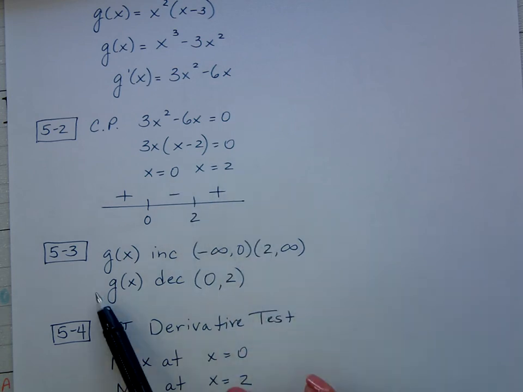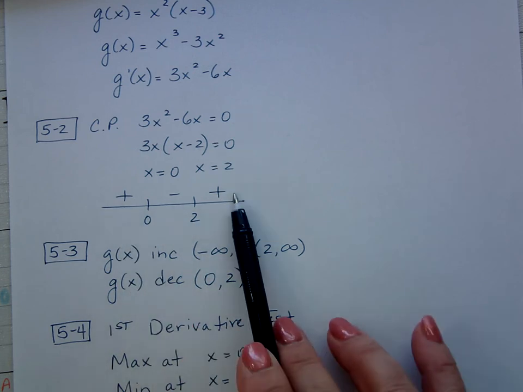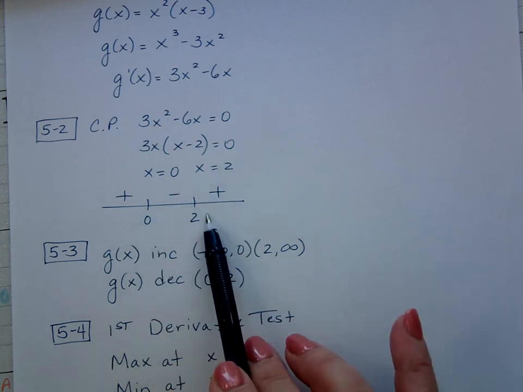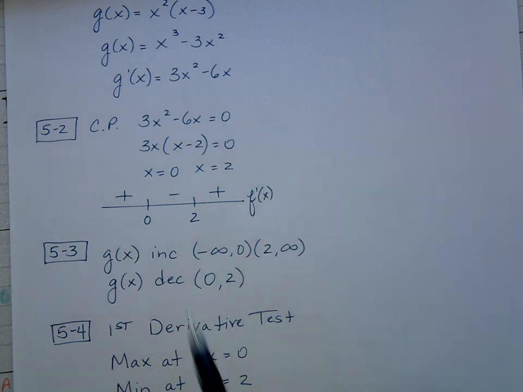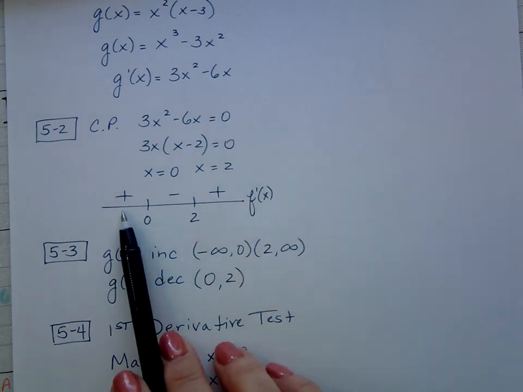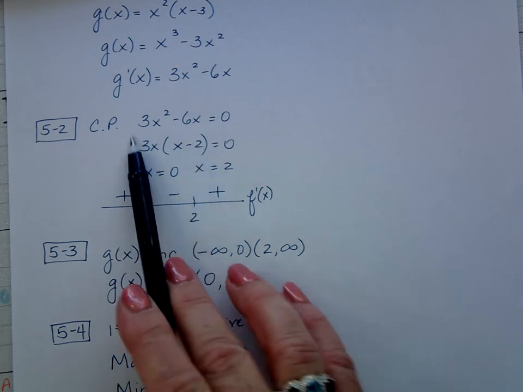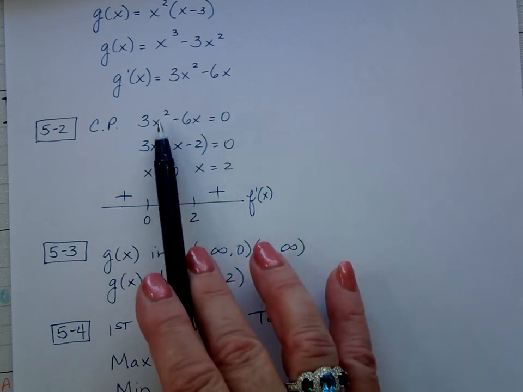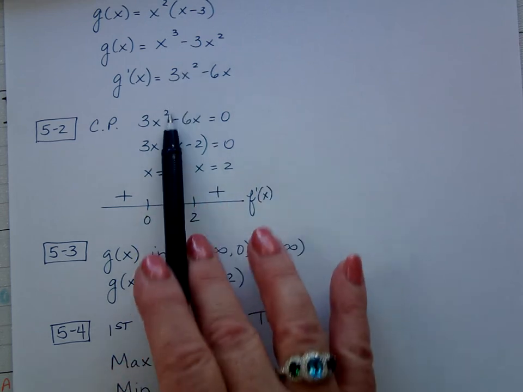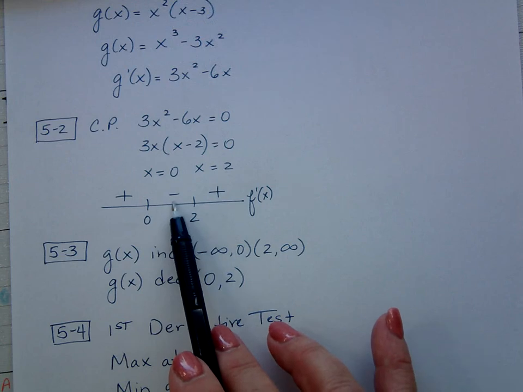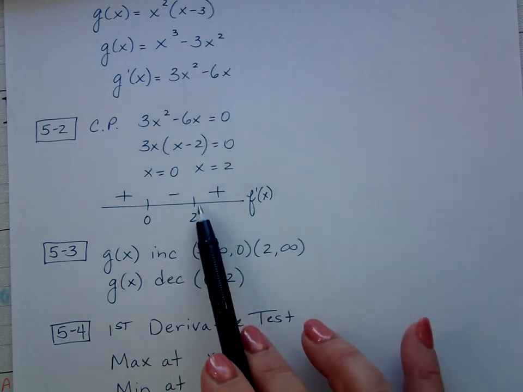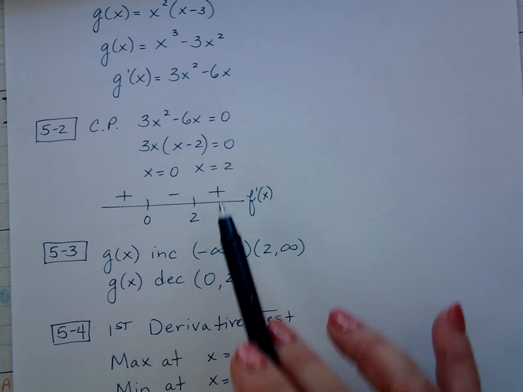If I want to take it the next step into section 5.3 and figure out where the original function is increasing or decreasing, then I make a sign chart using those critical points, and I sign chart it with values from the first derivative. So in other words, I take a value like -1. If I plug a -1 into the first derivative, I get a positive value out. If I put a +1 in there, I get a negative value out. And if I put something like 3 in there, I get a positive value out.